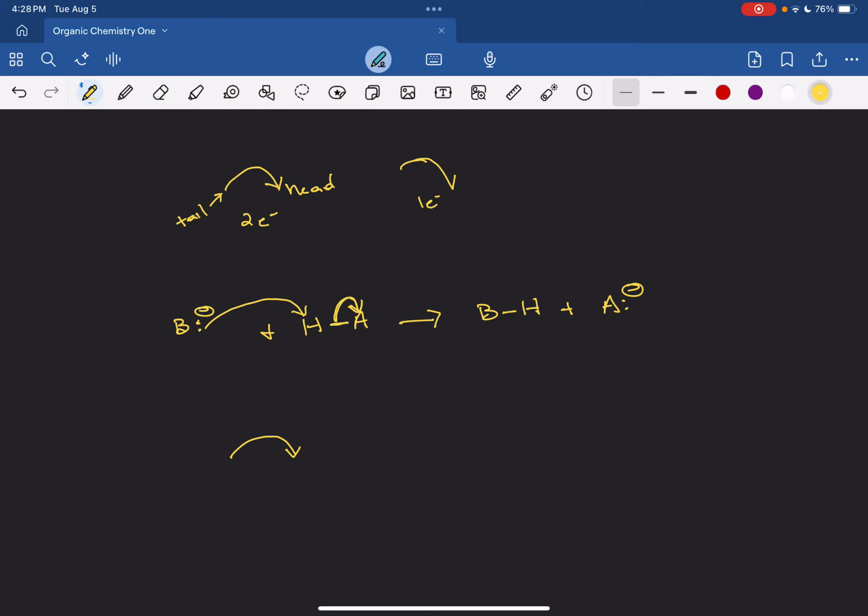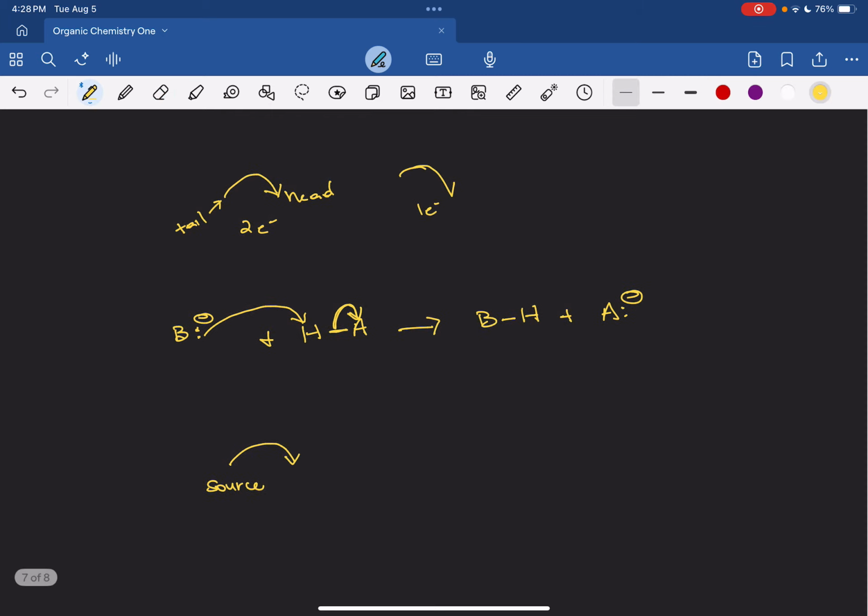So the arrow starts at the source, right? And it ends at the sink. Your source is generally a lone pair or a pi bond. Because your source, it's exactly what the word means in English, is rich. It's rich in electrons, right? So your electron source is usually a lone pair or a pi bond.